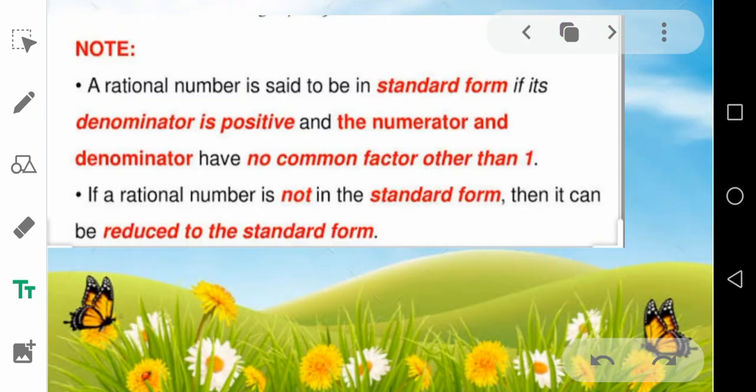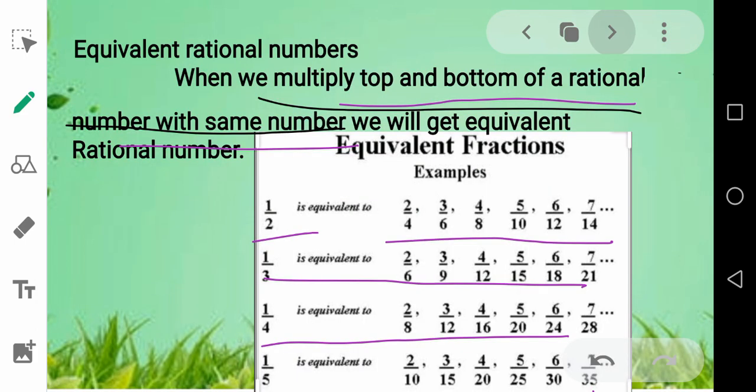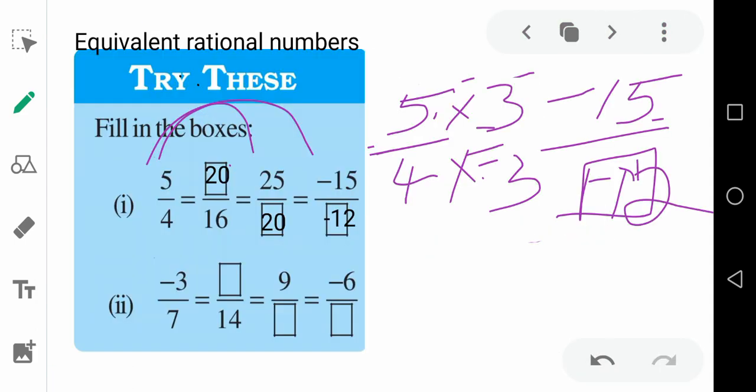A rational number is said to be in standard form if its denominator is positive. That is the first condition, that its denominator should be positive. And the denominator and numerator have no common factor other than 1. That is the second condition. So using this, you have to do the next question.